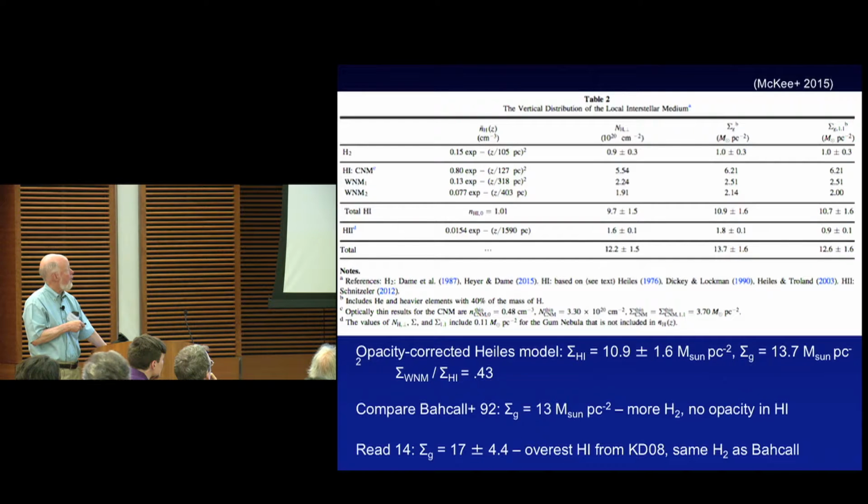If we compare that with McCall 92, in fact, John got almost the same value that we did. He had more H2, and did not include an opacity correction for the H1. Whereas Reid et al. got significantly more than that because he has this significant overestimate from Kalberla and Dedes.